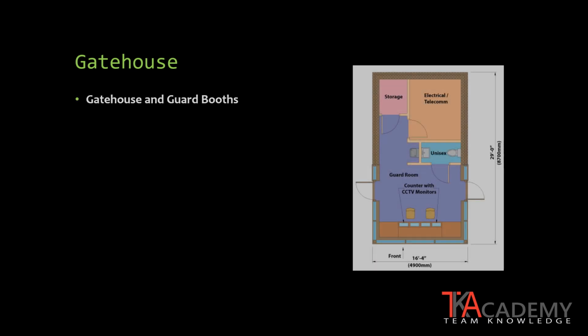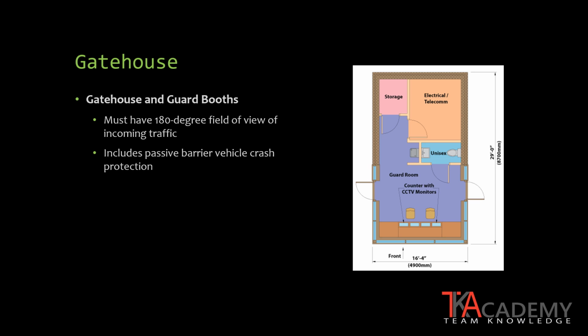A component of the vehicle inspection and checkpoint area is a gatehouse or guard booth for security personnel. The gatehouse or guard booth must have a 180-degree viewing field of any incoming traffic. Crash barriers, such as bollards or boulders, should be located in front of the gatehouse or guard booth for protection from incoming vehicle threats. The construction of the gatehouse should provide ballistic protection or bullet resistance at the viewing window and exterior wall construction.